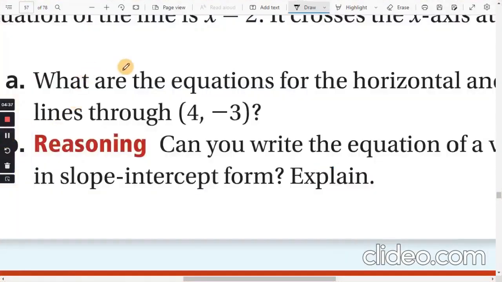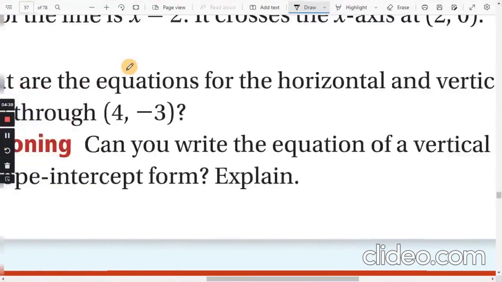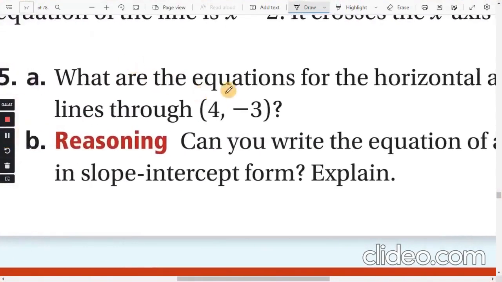All right, last one. What are the equations for the horizontal and vertical lines through 4, -3? See if you can get that one, please. It's actually very simple. X equals 4, and y equals -3. That's it.